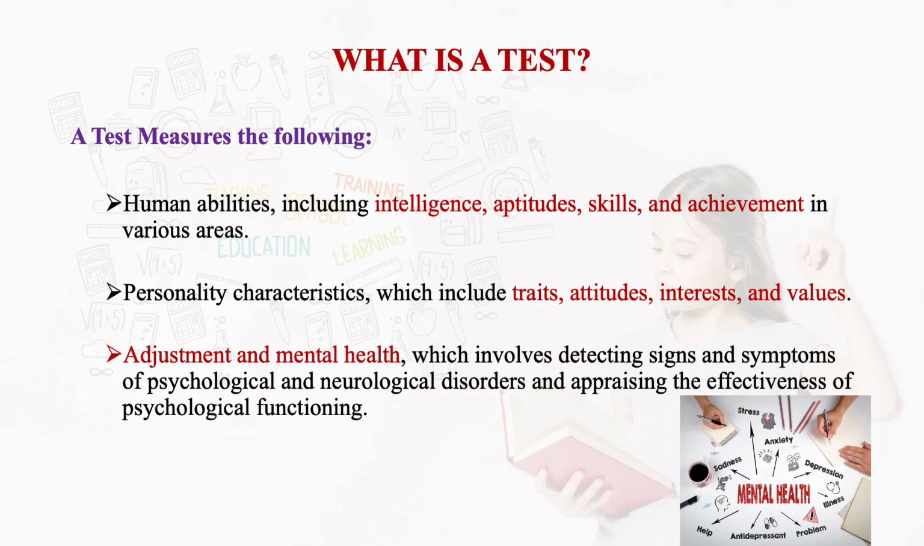And further we can say adjustment and mental health, which involves detecting signs and symptoms of psychological and neurological disorders and appraising the effectiveness of psychological functioning. So here adjustment and mental health is also a type of test. We can find out whether a person is mentally healthy or not, whether the person is an adjustable person or not, whether the person has the quality of adjustment in different situations or not.